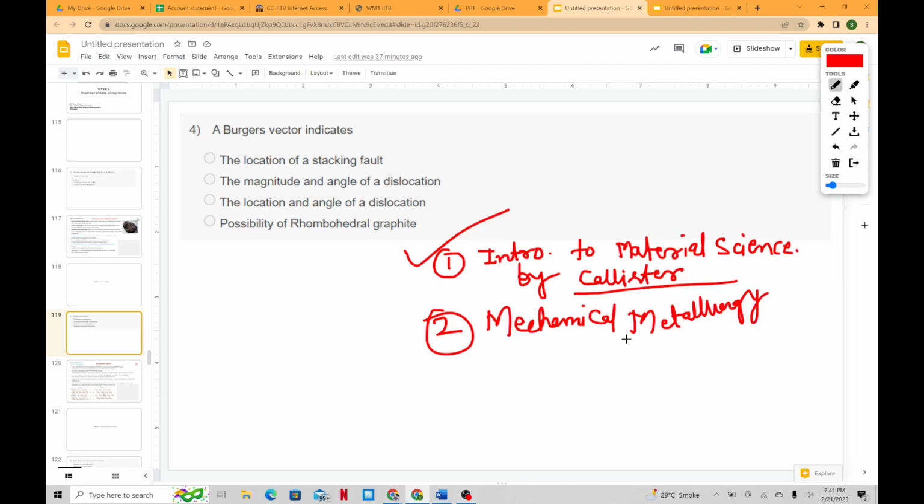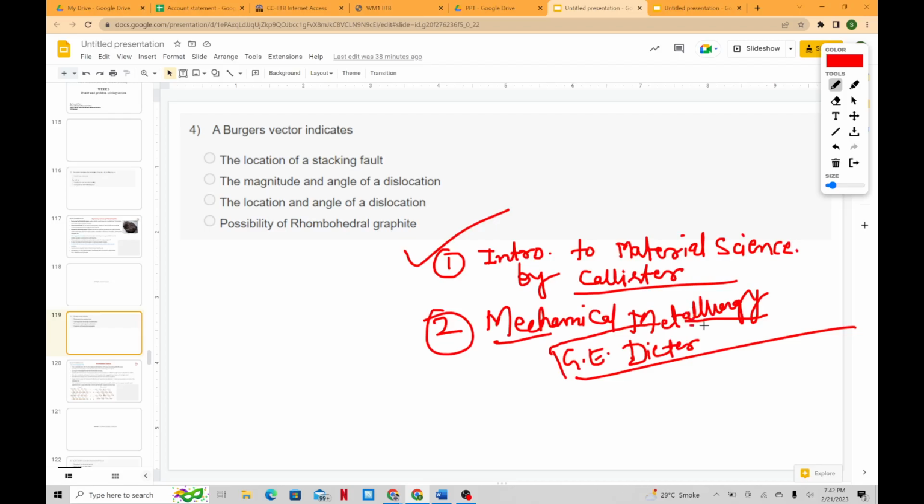Do you guys remember this book or not? No? No, sir, I'm not from a metallurgy background. Okay. No, you don't know this Mechanical Metallurgy? Okay, sorry. I was expecting much, and I was asking what this dislocation is. Okay, I'm sorry guys for that. So it's not that.